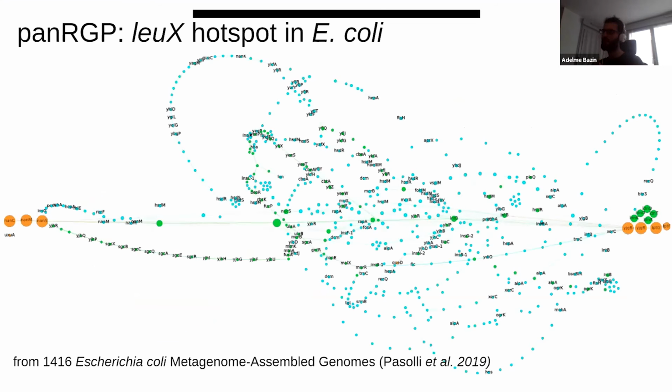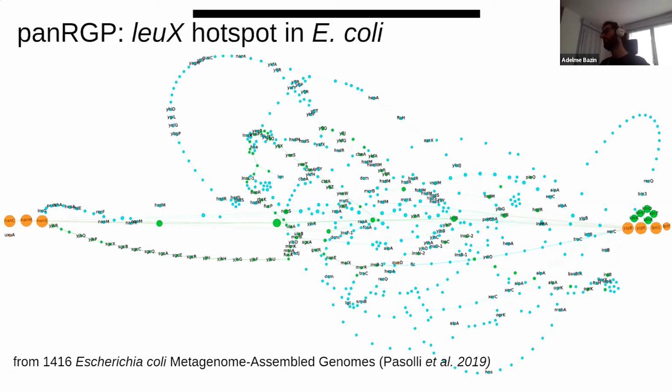So we do not have benchmarks to test our method on a large scale. So what we did is that we looked for the LEX hotspots that I illustrated earlier in a metagenome assembled dataset. So we built a pangenome using 1,400 genomes from the Bazin et al. dataset. Then we looked for the hotspots by looking for the persistent genes, which we found.